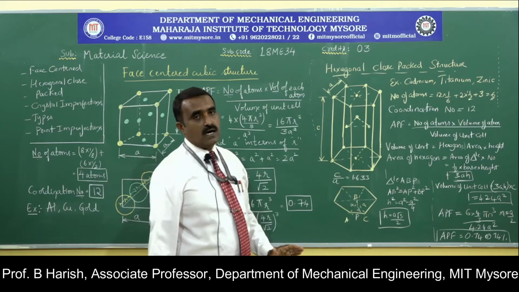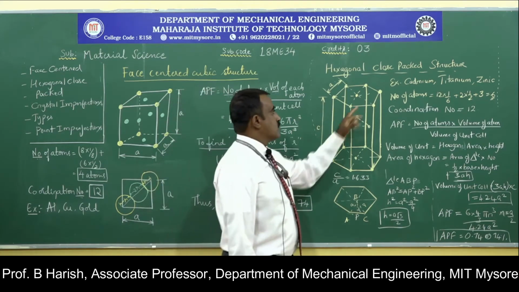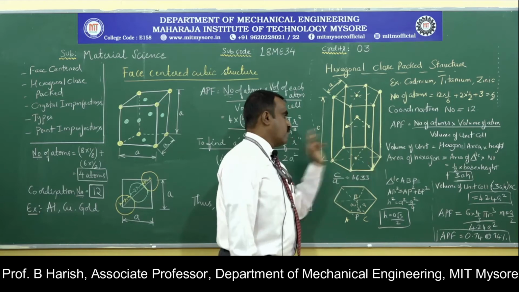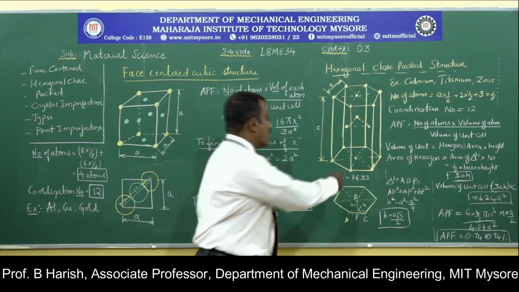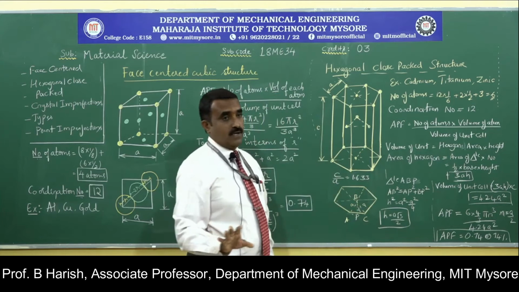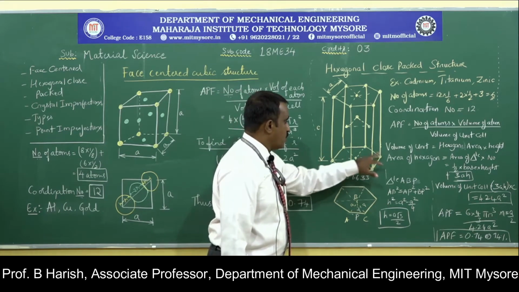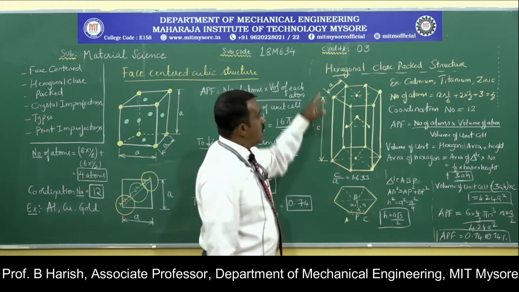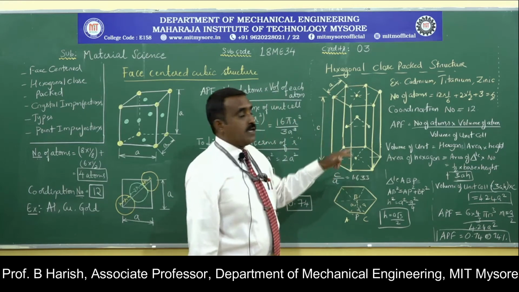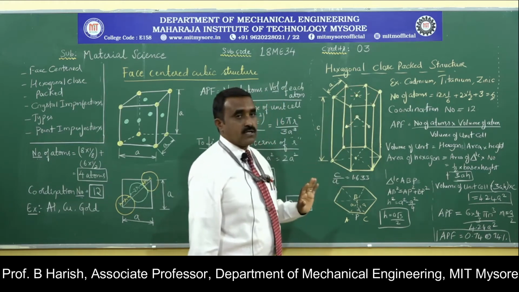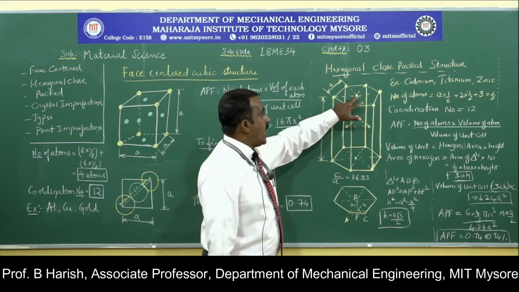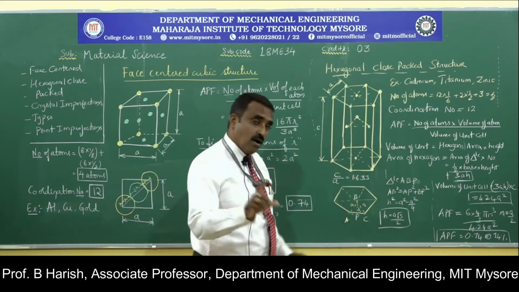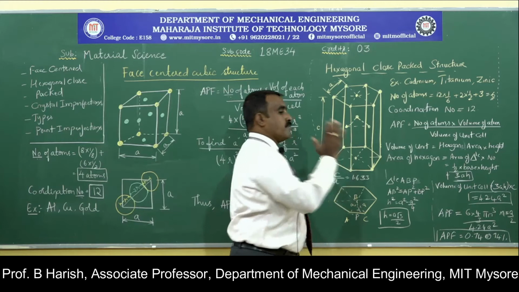Next, how will be the arrangement of atoms? You can see here, this is the top hexagonal face and this is the bottom hexagonal face. One atom will be present on all the 6 corners of the hexagonal face: 1, 2, 3, 4, 5, 6. So one atom on all the corners of the bottom hexagonal face, and one atom on all the corners of the top hexagonal face. Along with that, we have one atom at the center of the top hexagonal face and the bottom hexagonal face.